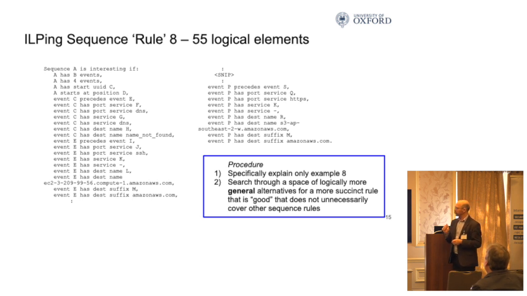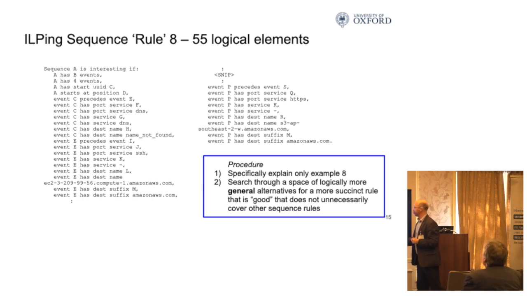The first thing it does is take a single example and produce the most specific set of relationships that relate to that example. This is called the most specific clause, or the most specific rule. And for this particular example, it has 55 elements. That's quite a lot for me to get my head around. It's not all there on the page.